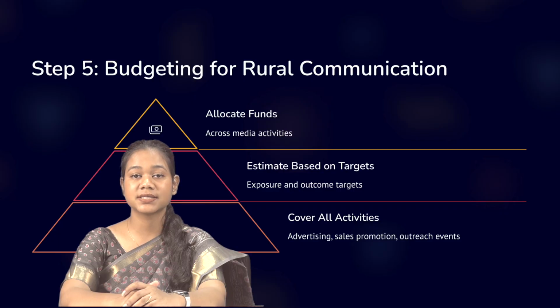After selecting the most appropriate communication channels, we arrived at step 5, budgeting for rural communication. This is where the rural marketer determines the financial resources to be allocated. A budget is set aside for the various planned media activities, which could include roadshows, wall paintings, campaigns at haats and melas, sales promotion efforts, advertising and so on.